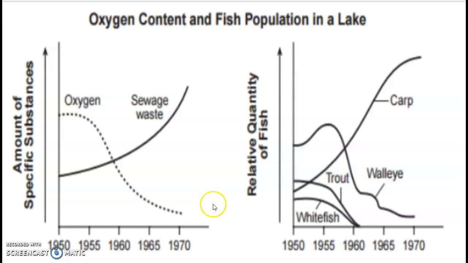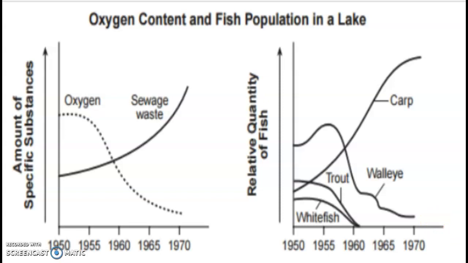Now apply what we know here to the population of fish. Which fish could obviously survive in higher quantities of sewage waste? If we look at the pattern, the only population showing an increase is the population of carp. All other species are showing a decrease. So as the oxygen level decreases, they're no longer able to survive.